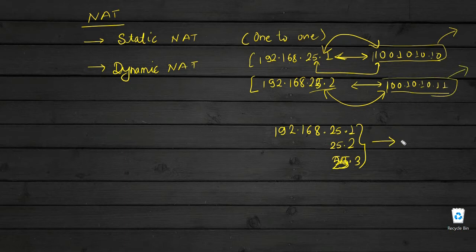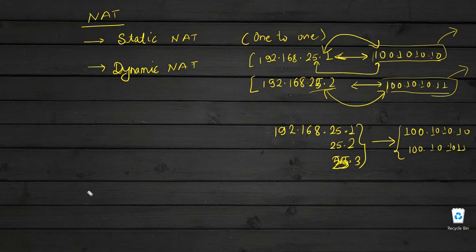But in case of dynamic NAT, what is happening? Let's suppose we are having three guys in the private, but we are having just two IP addresses in the public, 100.10.10.10 and 100.10.10.11. So now if these three guys want to go to the internet, they can take any IP address from this pool, and they will go to the internet.